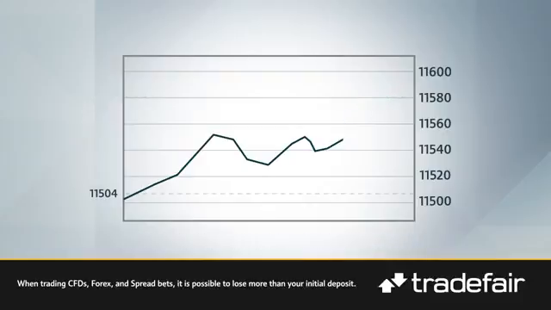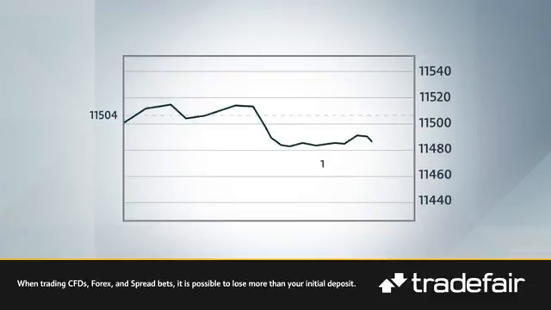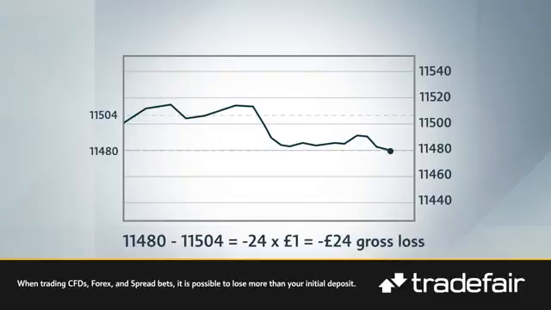Let's back up and see what would happen if you were incorrect and Brent crude fell to a bid price of 11480 and an ask price of 11484. You believe that it probably will continue to fall, so you decide to cut your losses now and exit the market by selling at 11480. Your loss would be £24 before financing.